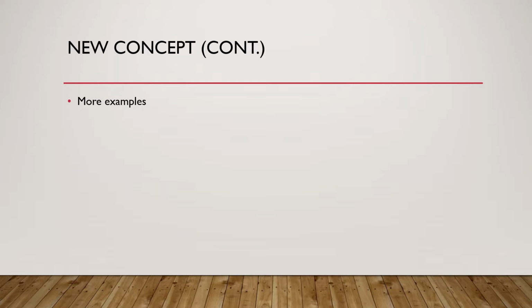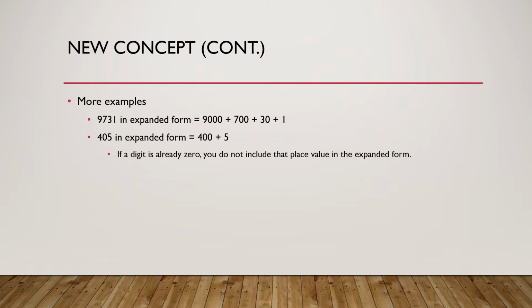Here are a few more examples. 9,731 in expanded form would be 9,000 plus 700 plus 30 plus 1. Here's another example. 405 would be 400 plus 5. That one's a little special because, as you can see, we have a 0 in the tens place, and that means we do not need to include that place value in expanded form. I didn't put 400 plus 0 plus 5. You don't need to put the 0 in there.